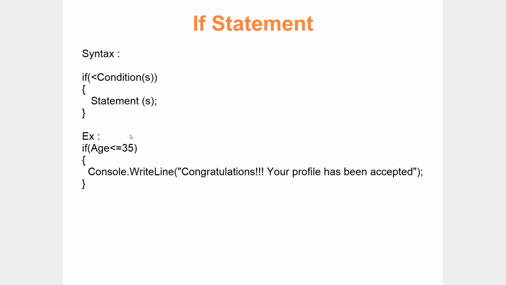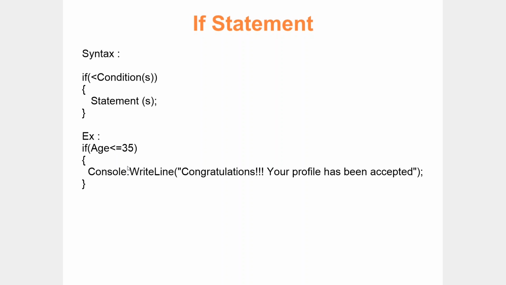So what will happen once control comes to this statement? So what is the value of age? 36. Is 36 less than or equal to 35? No. 36 is greater than 35. So this condition is going to be false. Now what will happen? It will not go inside of this. So no message will be printed on the screen.